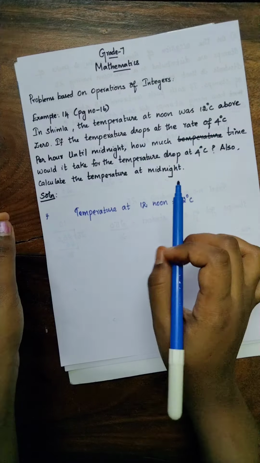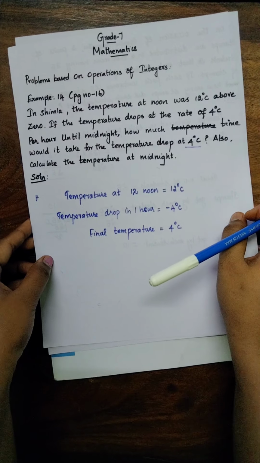Okay. So next is, how much time would it take for the temperature to drop to 4 degrees Celsius? Initially, the temperature starts from 12 degrees Celsius. Finally, it reaches 4 degrees Celsius. So this 4 degrees Celsius is the final temperature. The final temperature is equal to 4 degrees Celsius.